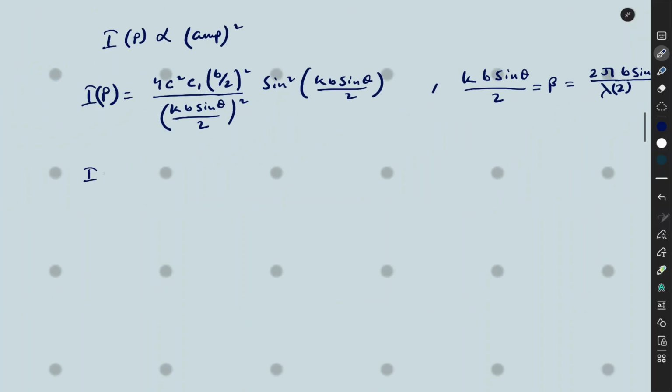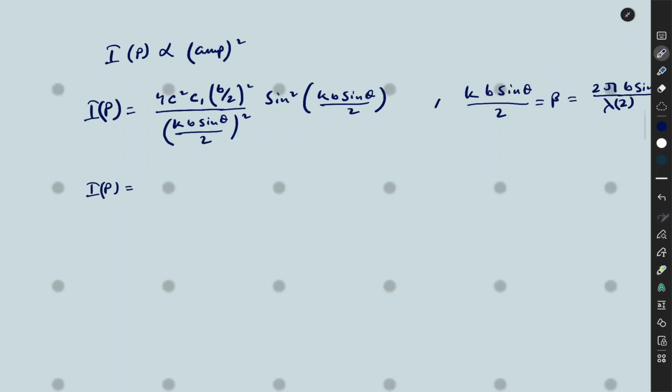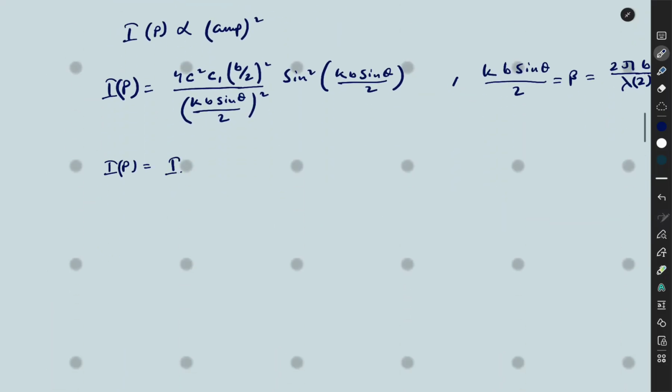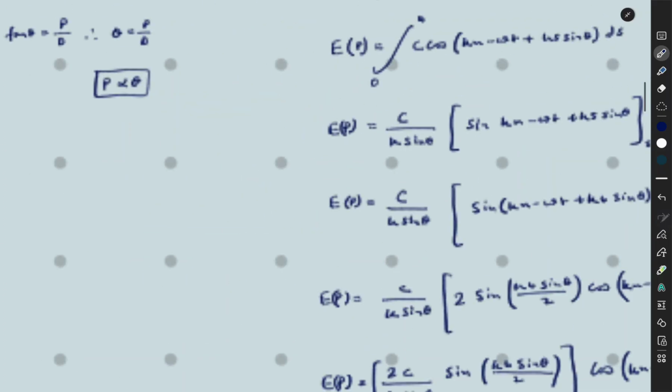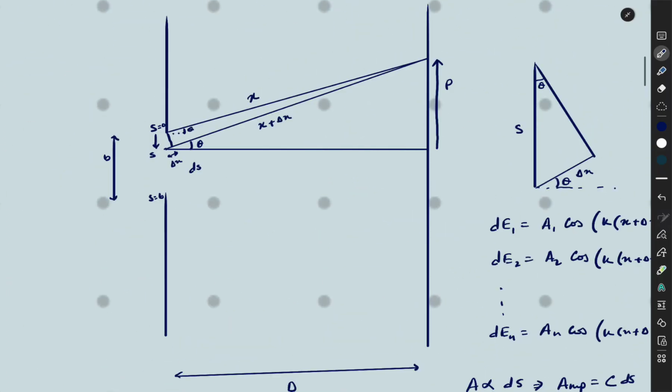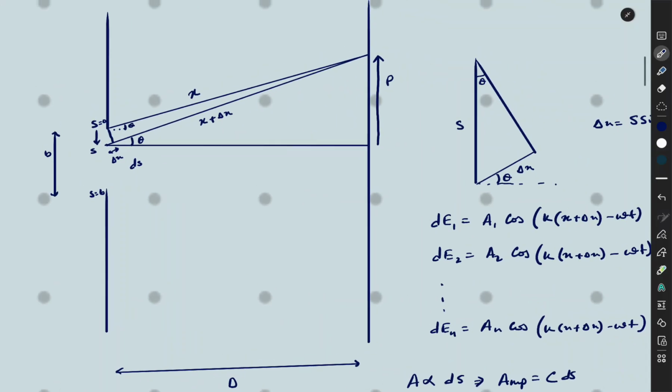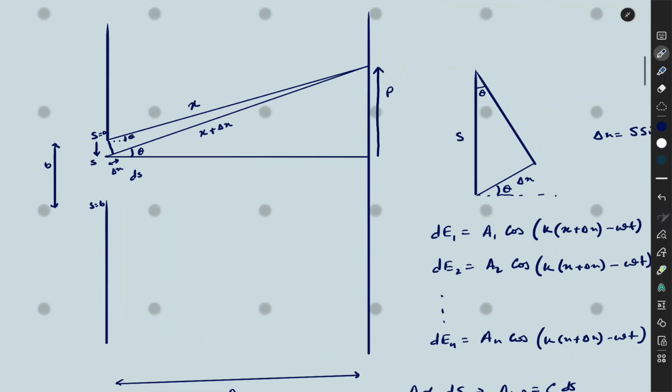So from here we get I of P equal to, and this numerator part we will take as I naught, as all these things are constant, and then sine square beta whole upon beta square. So this is the intensity due to all the interference of these small elemental waves over here at point P.